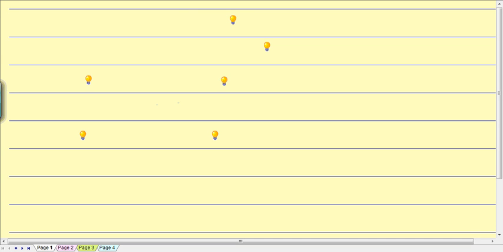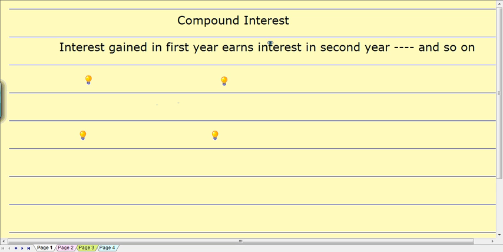Now this screencast is looking at compound interest. Compound interest applies to situations where interest gained in the first year earns interest in the second year, and so on. So we gain interest on the interest. Now some of the terms we have to know: 20% PA is used in compound interest. That means per annum, or each year. So 20% PA means 20% interest paid each year.